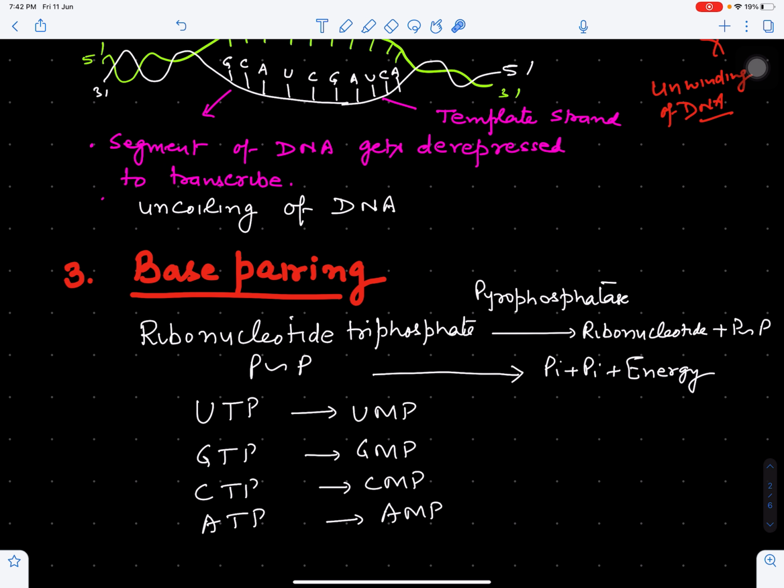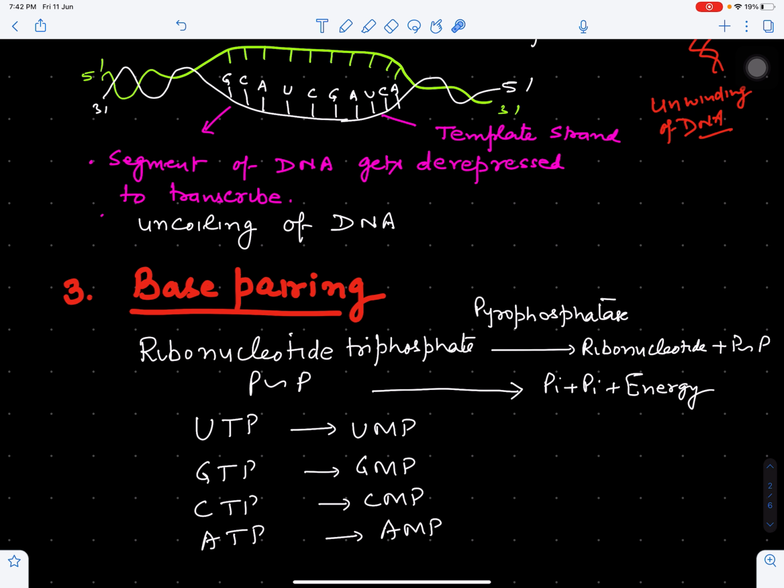When base pairing occurs, the triphosphate form will be converted to the monophosphate form. First they were activated and converted to the triphosphate form. Now this triphosphate form, with the help of the enzyme pyrophosphatase, will be converted to the ribonucleotide, and two phosphoric acids will be removed.